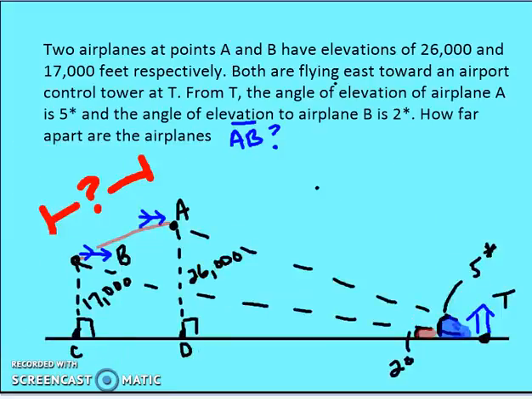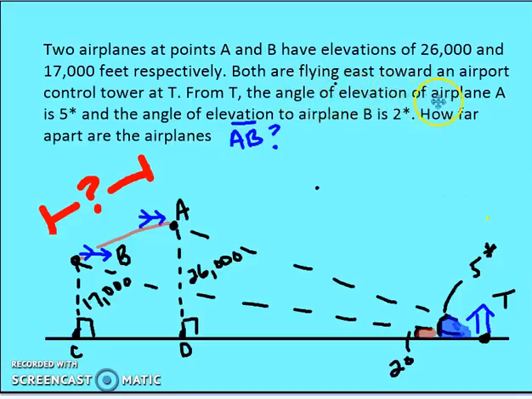All right, so we're going to end with an application problem. We have two airplanes, and we can consider this a two-dimensional diagram. Two airplanes at points A and B. They have elevations of 26,000 and 17,000 feet respectively. Both are flying east towards an airport. Here's the airport, which we identify as T.